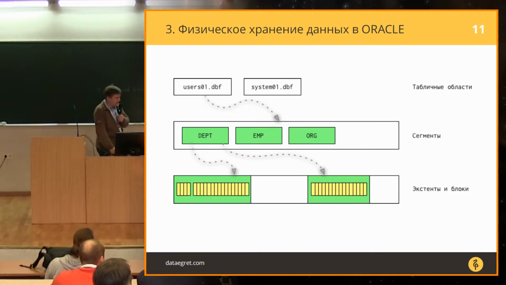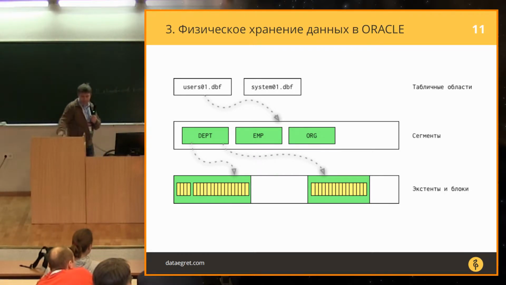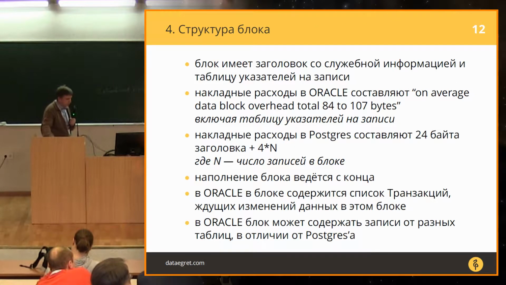And within one data file, some empty space can exist. This is called fragmentation. So when you compress the file, this space will be compressed. A similar problem exists in Postgres as well, and we will talk about it now.